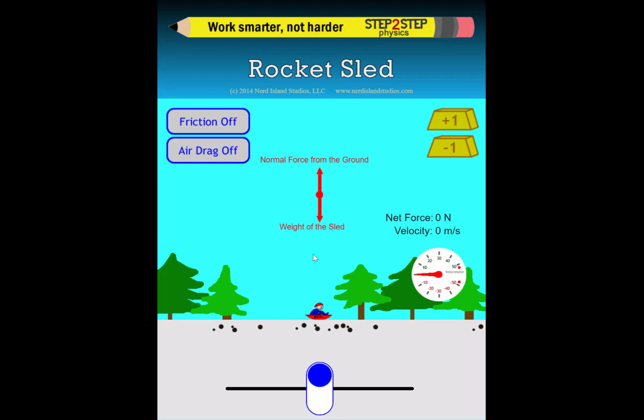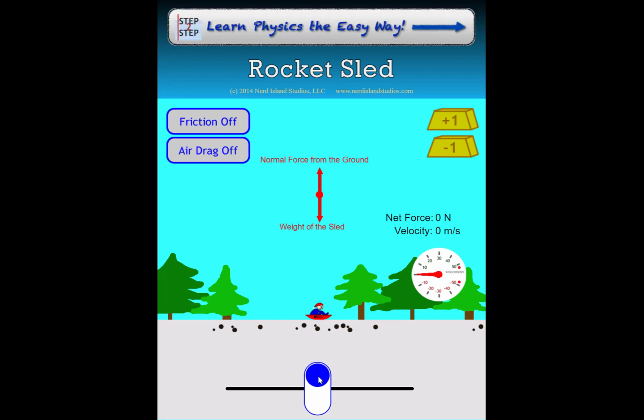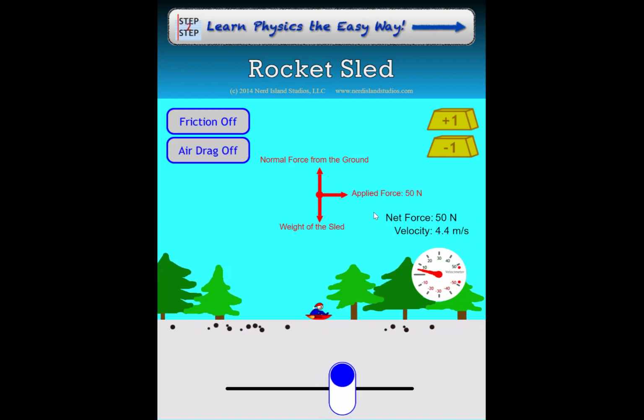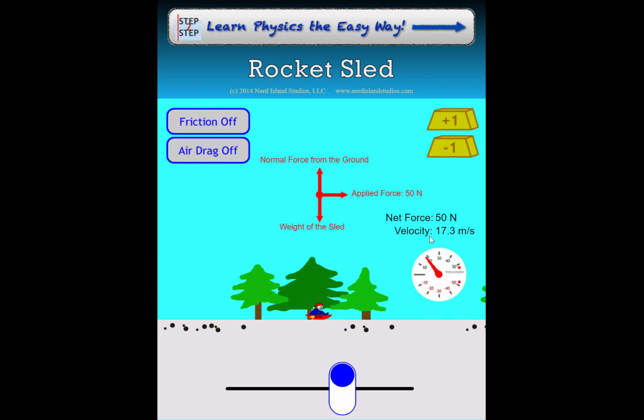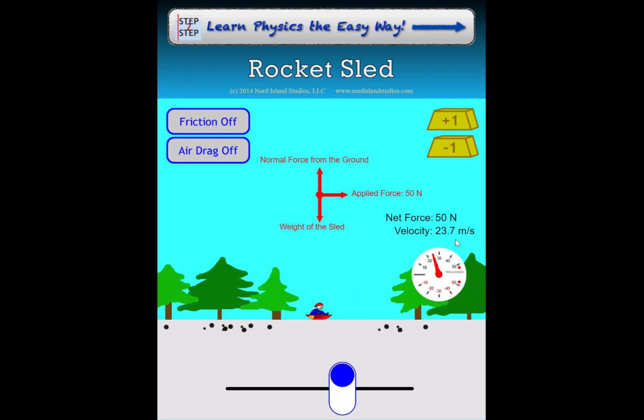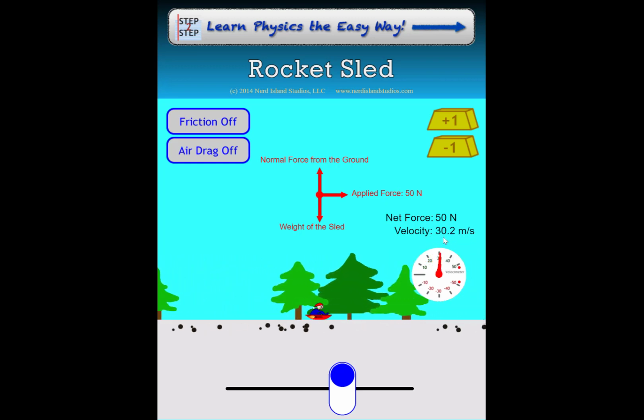They cancel out. So right now we can see that there can be forces applied to an object and still no changes in motion, as long as they're balanced. If we apply an unbalanced force, let's say turn on the sled's rocket, there's now a 50 Newton applied force, and notice what's happening to the velocity. It's increasing, and it's increasing at a constant rate.